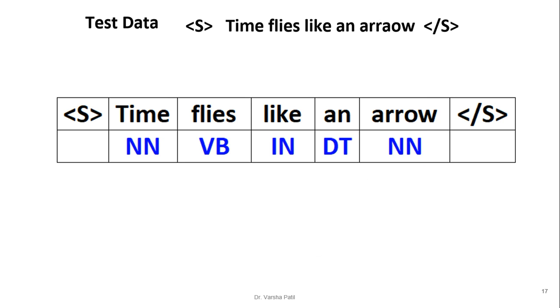So in this way we use the Viterbi decoding algorithm to give the correct part of speech tag to each word. After the execution of the algorithm, time gets a noun tag, flies a VB, like an IN, an as determiner, and arrow a noun part of speech tag. So in this way the Viterbi algorithm uses the concept of state transition and emission probability to determine the part of speech tag in an automated way.